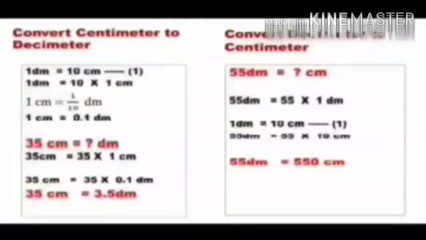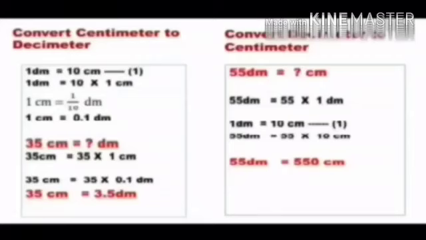Let us see how to convert centimeter to decimeter and decimeter to centimeter. First, we do the conversion of centimeter to decimeter. We know 1 decimeter equals 10 centimeter. We can write it as 1 decimeter equal to 10 times 1 centimeter. From this we can write 1 centimeter equals 1 over 10 decimeter, which is subsequently equal to 0.1 decimeter.